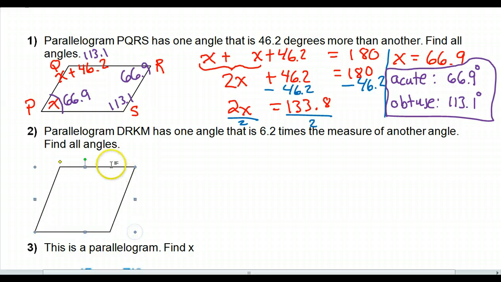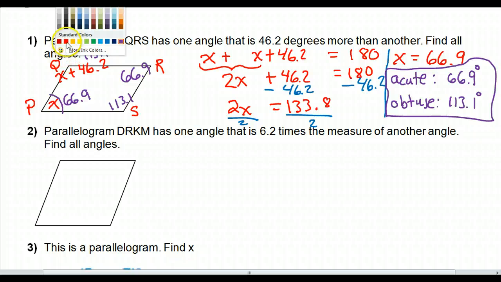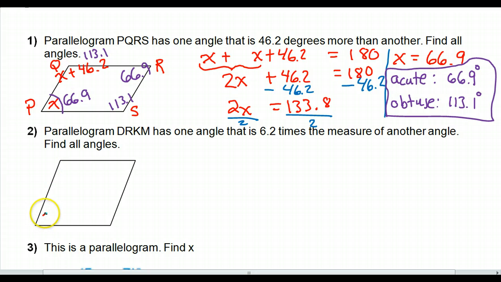Okay, it's my trapezoid again. Now, one angle is 6.2 times the measure of the other one. The last one said it's 46.2 more than. This one says times. Let's see how that looks different. Again, I'm going to just call my acute angle x. So the bigger angle will be the obtuse angle.